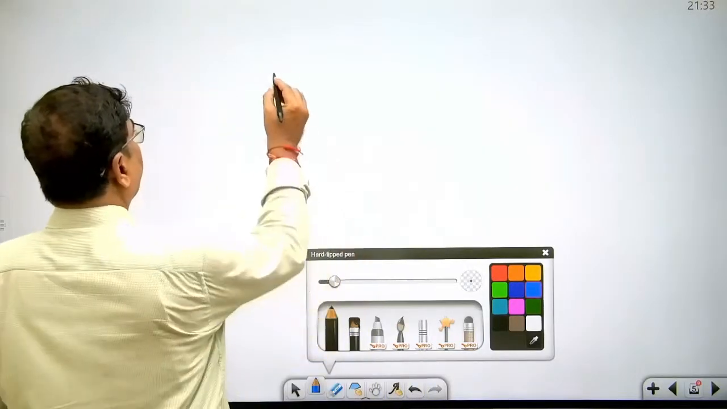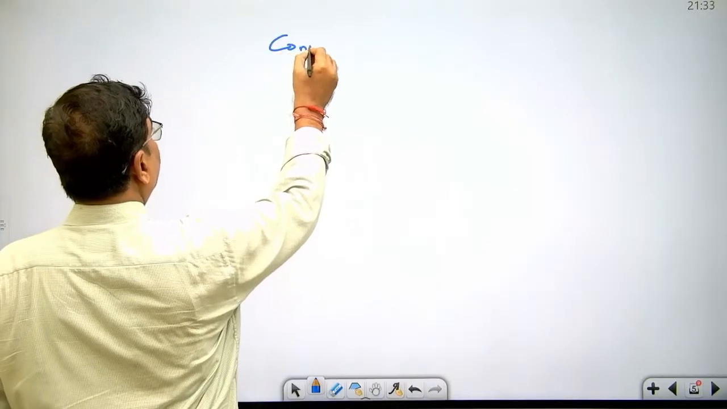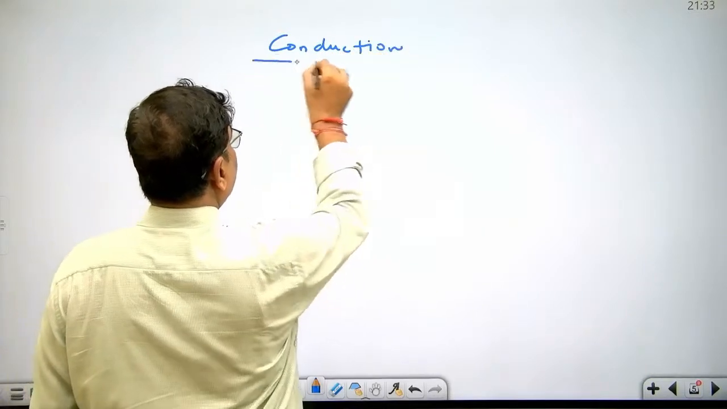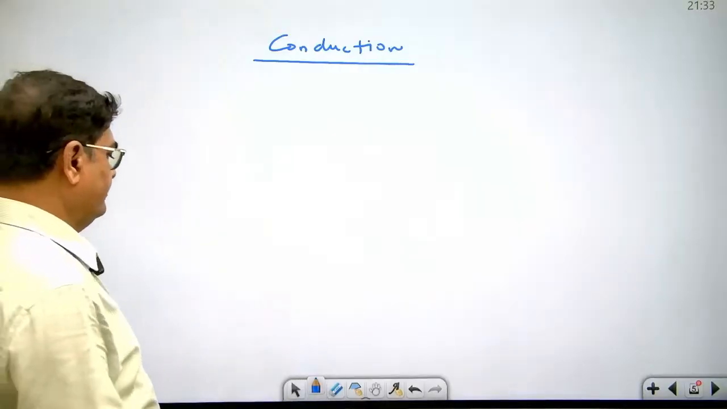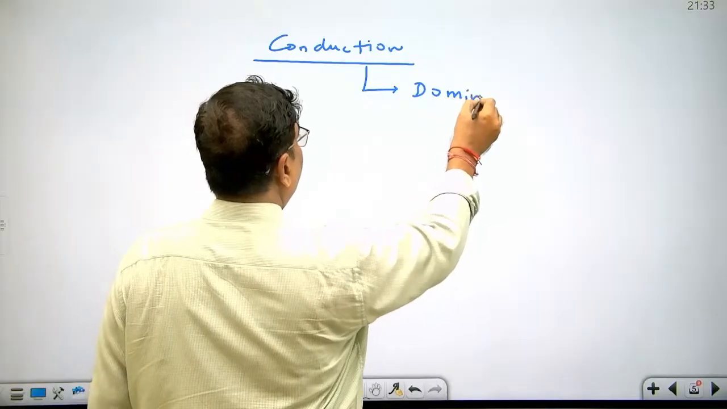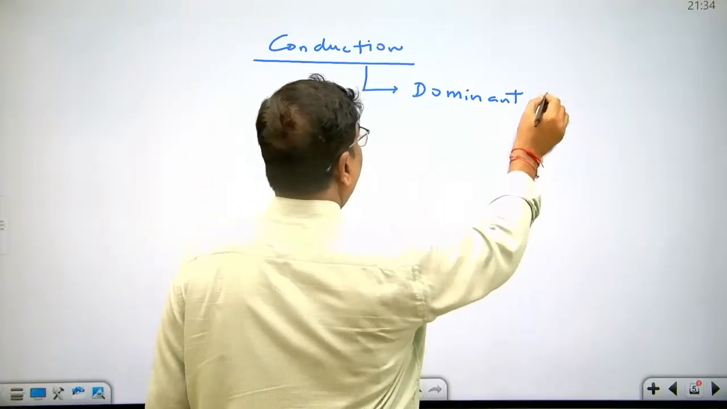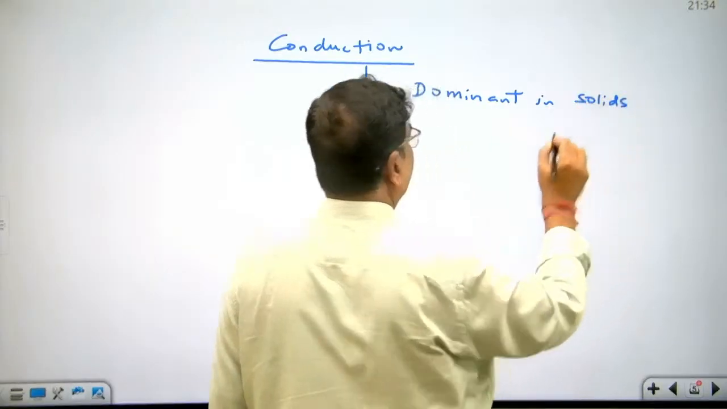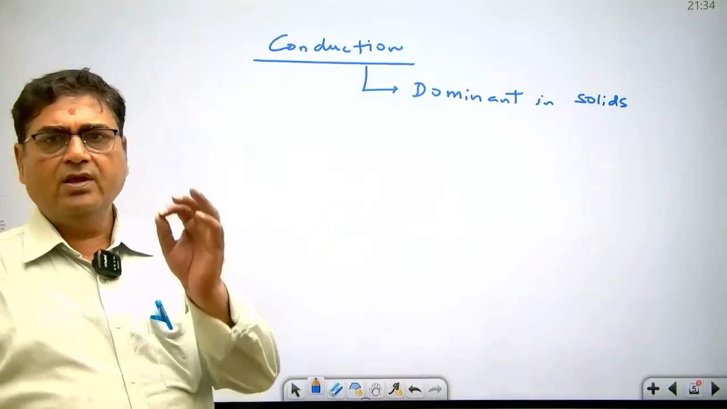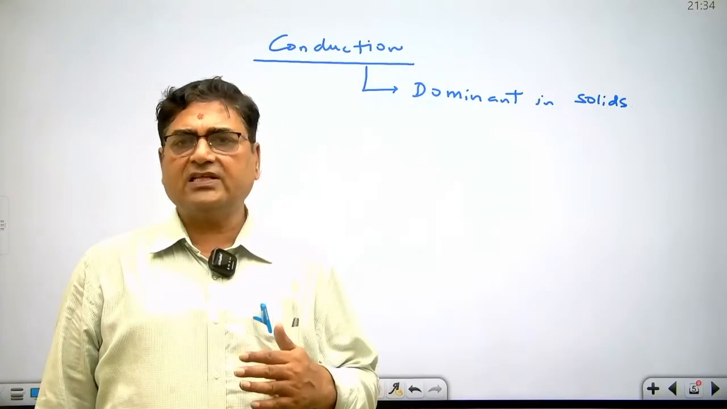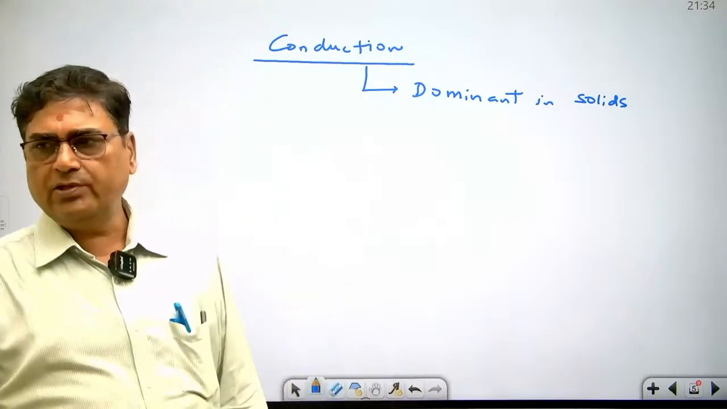Now let's understand the meaning of conduction. This method of heat transfer is dominant in solid. It is dominant in solid. Second important thing, the molecules of solid do not leave their position permanently. Only heat is transmitted through the vibration of the solid molecules.